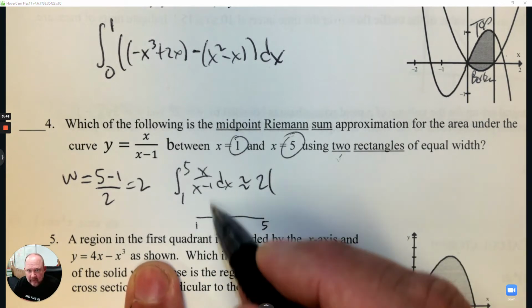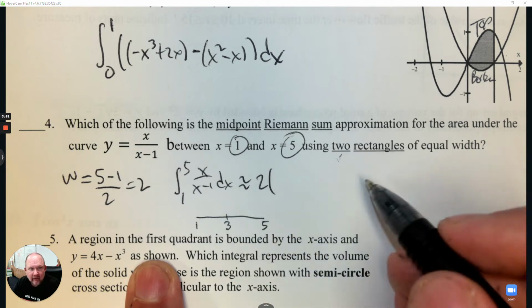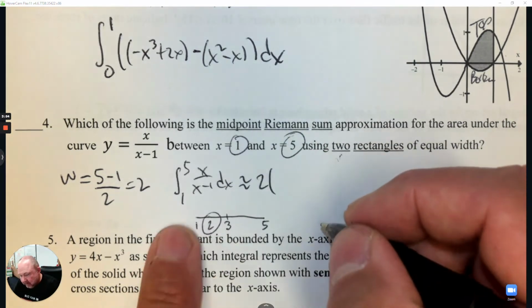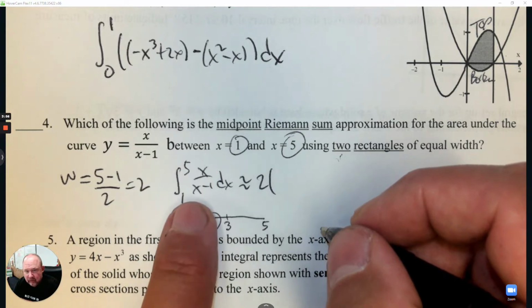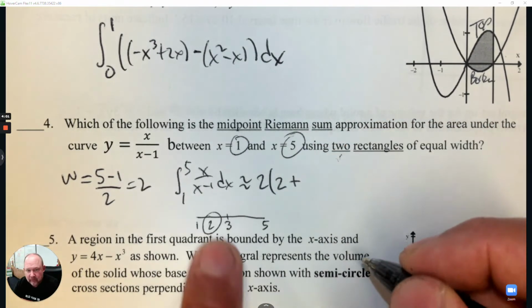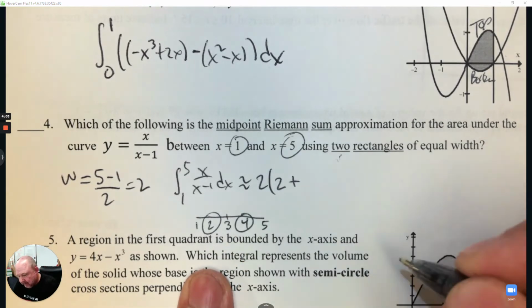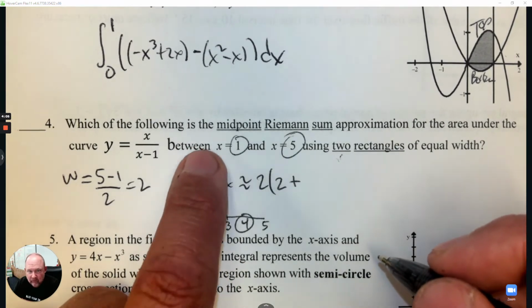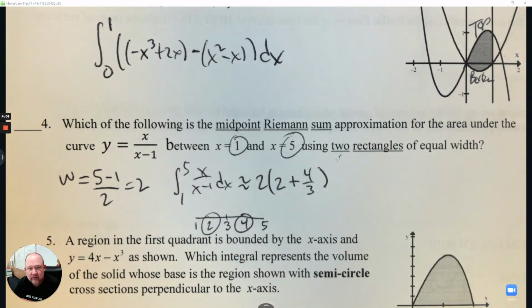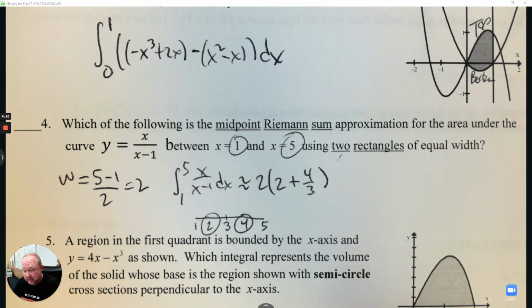So 1 to 3 is the first rectangle. Now, if it says a midpoint, what number is obviously in the middle? That's the number you plug in. So it's 2 over 2 take away 1. That's 2. And then what's in the middle here to plug in for the second rectangle? It's 4 over 4 take away 1. So I'm just going to leave that as 4 over 3. And that's it. Don't simplify it.